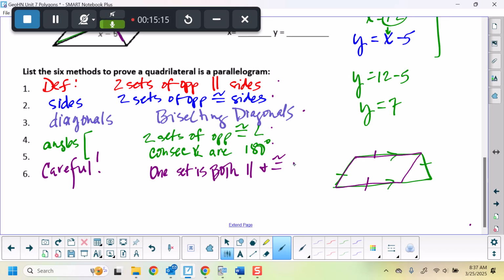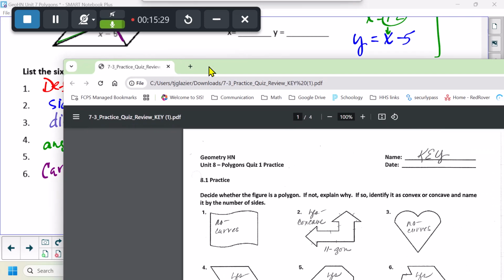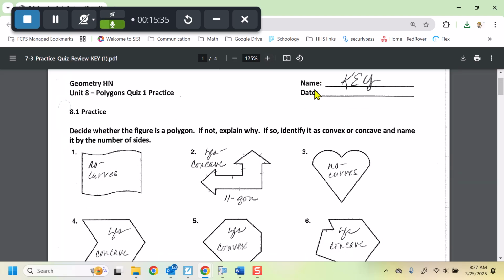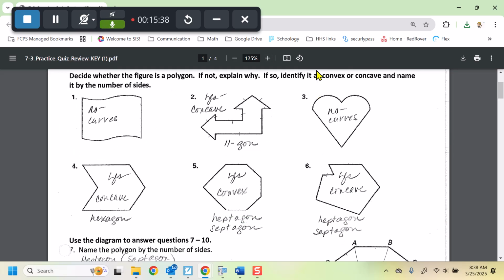I asked you to do your quiz review, and I put the key on Schoology. So if we open up that, if there's any questions from your homework that you, in your travels, were curious about, I'd be happy to answer them for you. Let's start with page 1. Determine whether the figure is a polygon. If not, explain why. If so, identify it as concave or convex, and name it by the number of sides. Any questions on 1 through 6?